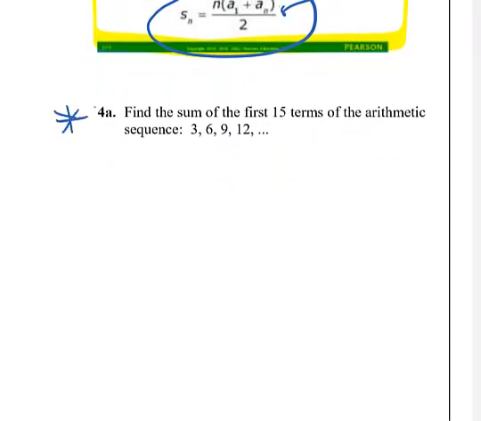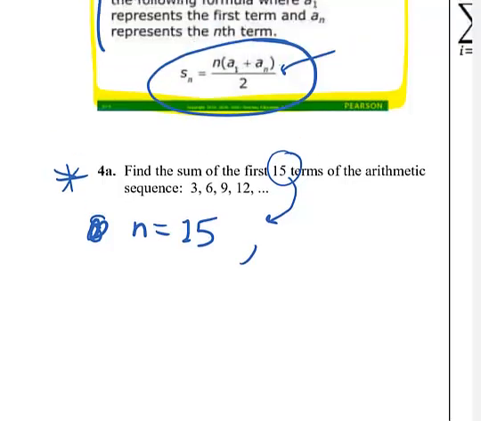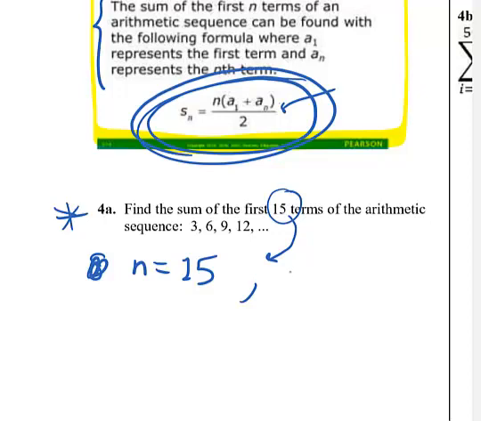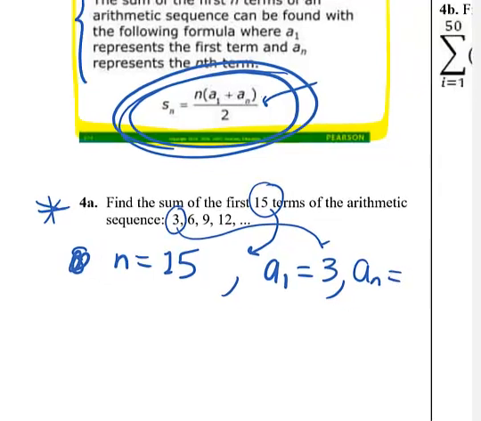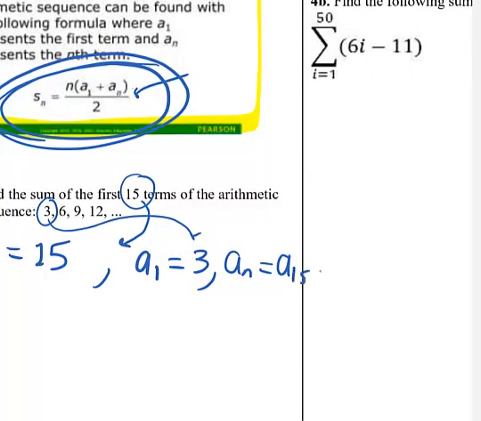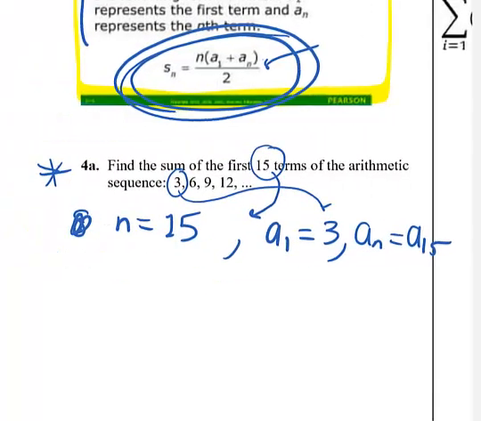This one, 4a, says find the sum of the first 15 terms of the arithmetic sequence 3, 6, 9, 12. Okay, so we need to know, what is the value of n? In these types of problems, n is how many terms you want to add up. It says find the first 15 terms, so we want n equals 15. Another piece of the puzzle for this formula is a sub 1. That's just the first term, which is 3. And then a sub n: n in this case is 15, so we want the 15th term. That's a little tougher. We have to go find that.